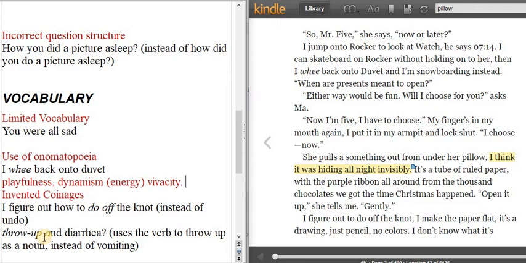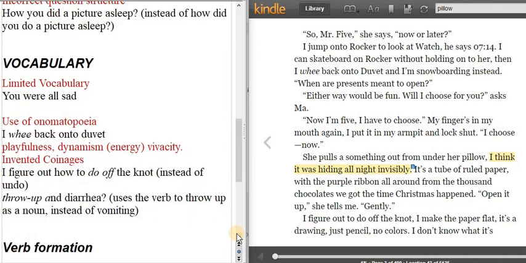So the word sickness, or vomiting, would be too advanced, too sophisticated for Jack, but he knows the word throw up. So he turns that verb into a noun. Okay. So you've got a verb made into a noun.